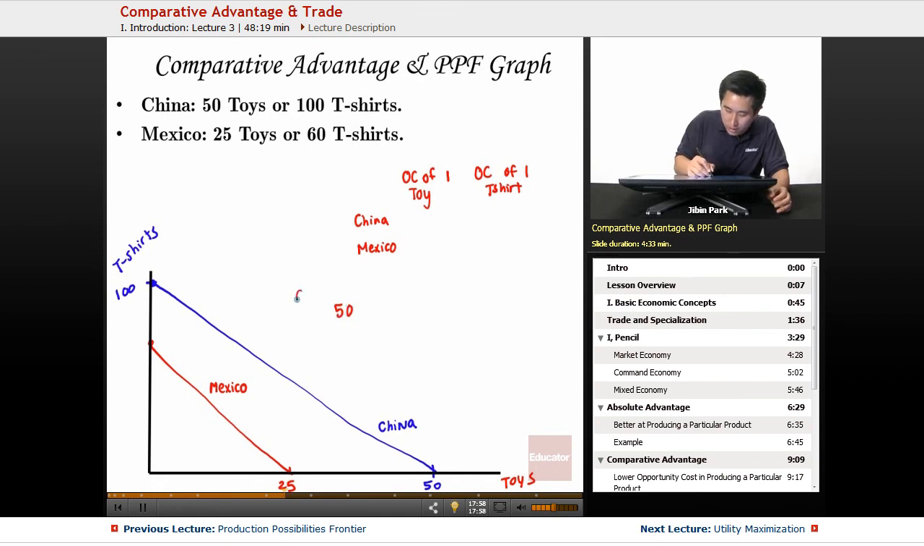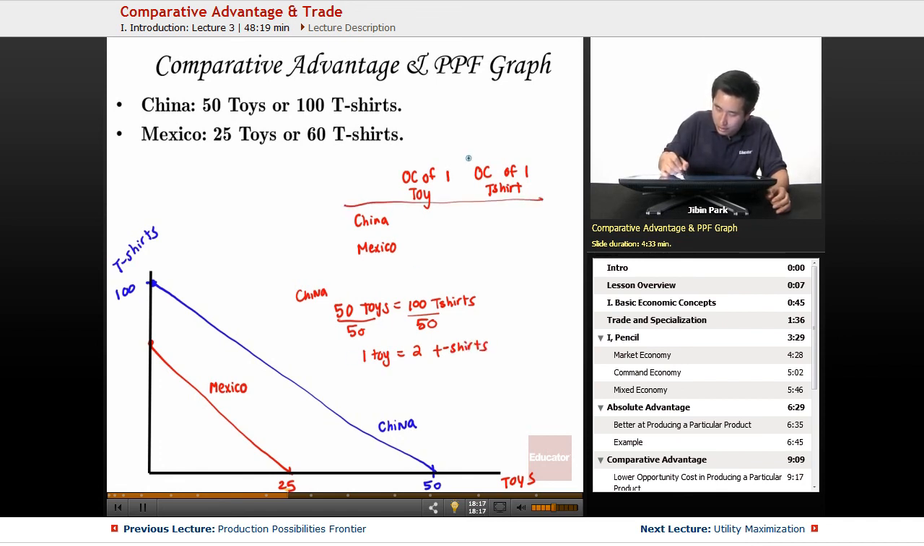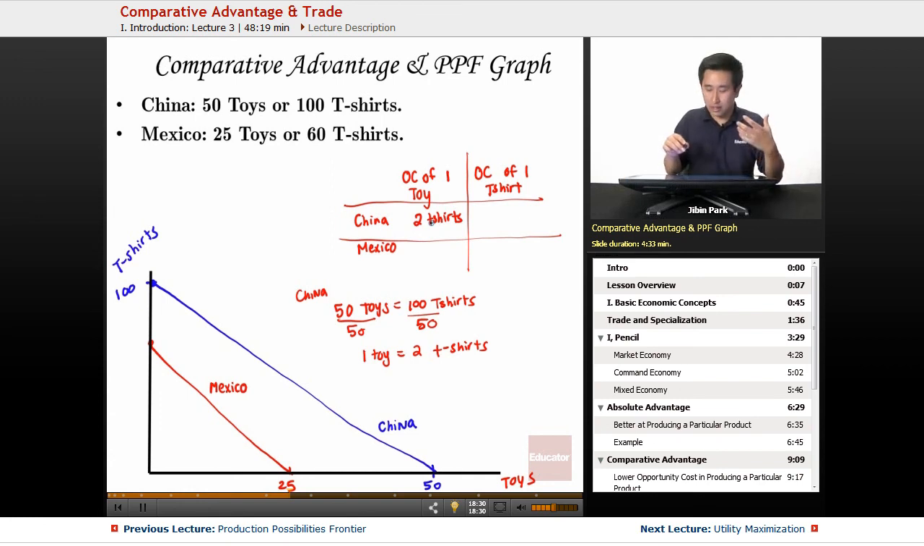So for China, 50 toys equals 100 t-shirts. And again, you want to divide by 50 here. So one toy equals 2 t-shirts here. So once you have this here, you want to fill out this chart so that you don't get confused. One toy for China would equal 2 t-shirts. And you want to make sure that you put in 2 t-shirts, because if you just put in 2, you're not going to know what is actually being given up when you're making a toy. You might get confused with the labeling. So make sure you put in the label in there here.